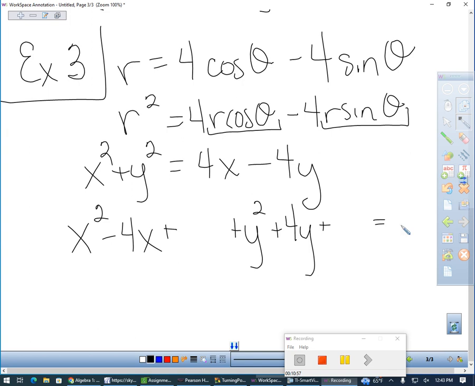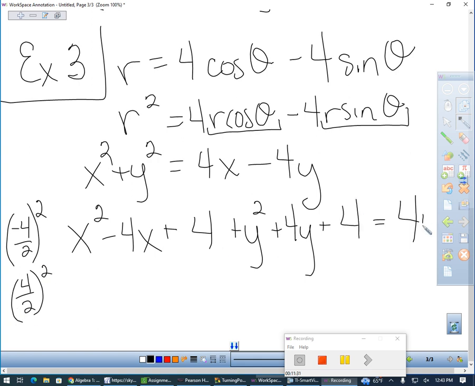Anybody have a question with that step at all? Okay, so now we got to complete the square, but we got to do it how many times? Twice, exactly. Okay, so this one, I take negative 4, divide by 2, and square it. 4. If I add 4 to this side, I have to add 4 to the other side. This one, I take a positive 4, divide by 2, and square it. I get 4, so I have to add 4 to this side.